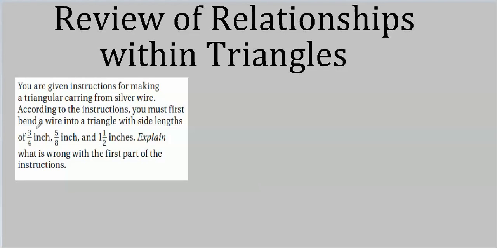Could we do it this way? One side is 3/4 of an inch, another side is 5/8 of an inch, and another side is 1.5 inches. Well, first, I think what we're going to have to do is apply our triangle inequality and see if it's possible for these measurements to add up to a triangle. Remember, we have to have that the sum of these two is greater than this, the sum of these two is greater than this, and the sum of these two is greater than this.